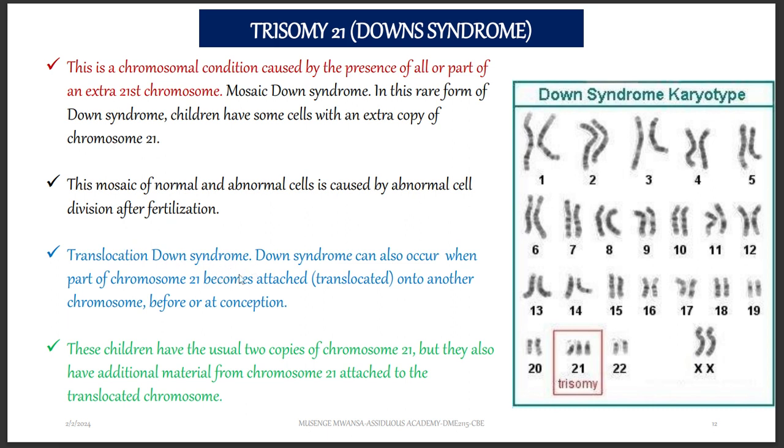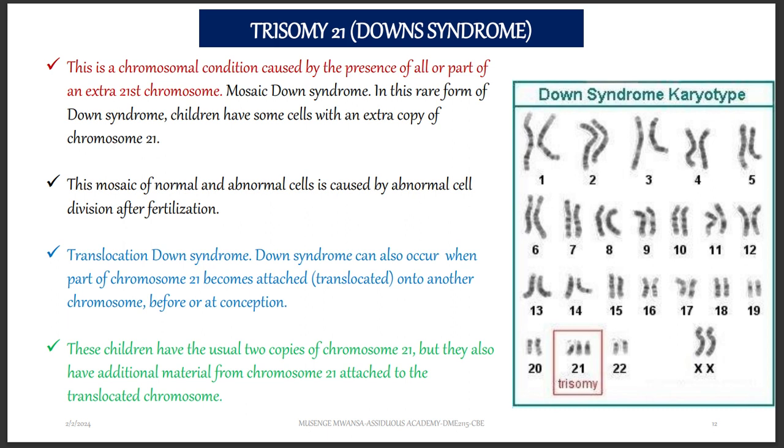Translocation Down syndrome. Down syndrome can also occur when part of chromosome 21 becomes attached, or translocated, onto another chromosome before or at conception. To recap, mosaic Down syndrome is a rare form where children have an extra copy of chromosome 21, caused by an abnormality in cell division after fertilization, while translocation Down syndrome occurs when part of the 21st chromosome becomes translocated onto another chromosome before or at conception.